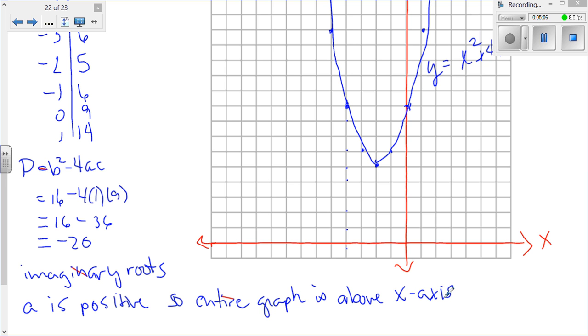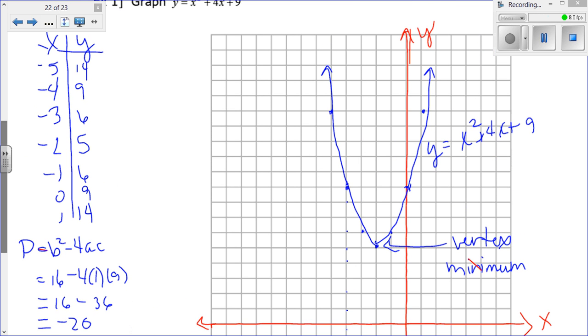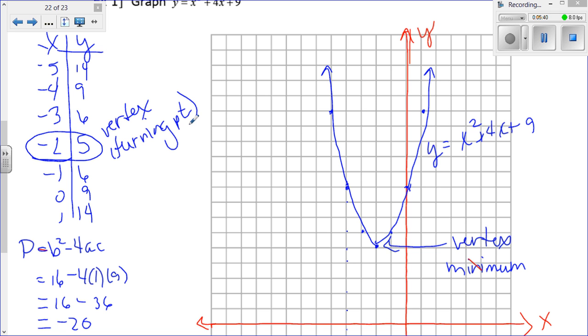I have this point here, which is known as my vertex. And in this case, it's a minimum. The vertex is also known as the turning point. If you look on the graph, it's the only one that doesn't repeat. So again, this is the vertex or a turning point.